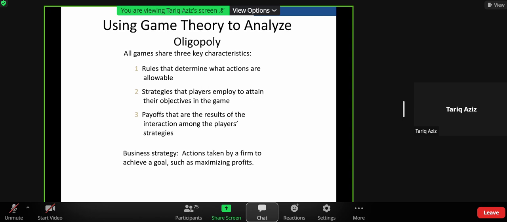Then the third terminology is payoff. Payoff means the result of the interaction, the result of the strategies and the interaction that happens between players. So that result is called payoff. Payoffs are the results of the interaction among the players' strategies. Business strategy: actions taken by a firm to achieve a goal such as maximization of profit.